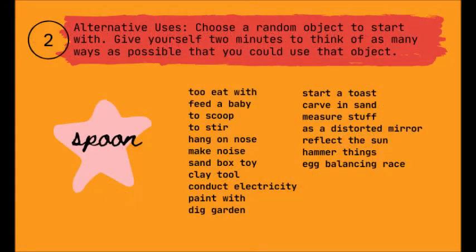Activity number 2 is called Alternative Uses, which was developed by J.P. Guilford as a way to measure creativity, but it's also a great way to get your creative ideas flowing. So basically, just choose a random object to start with. Give yourself 2 minutes to think of as many ways as possible that you could use your object. My example is a spoon, and I basically just sat down for 2 minutes and tried to think of as many ways as possible that I could use a spoon.